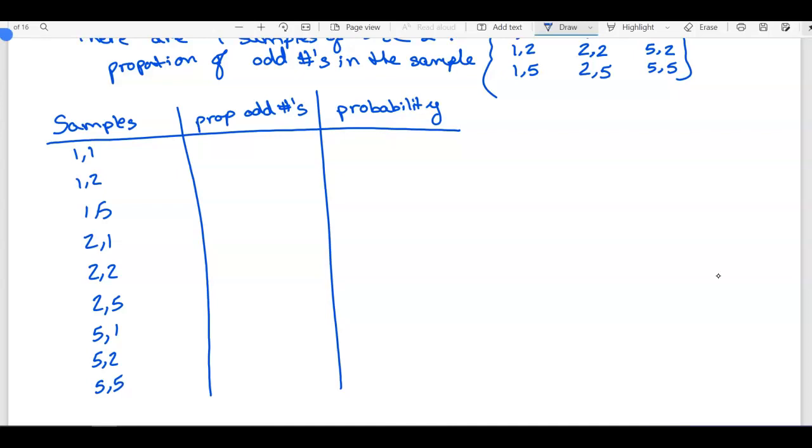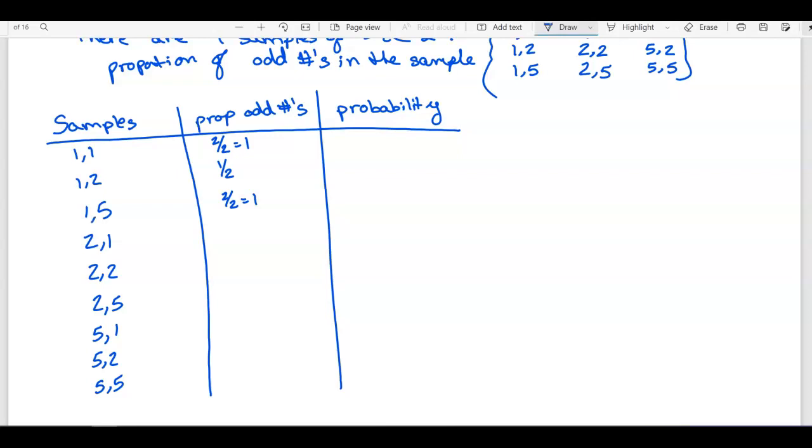Well, if we look at this first sample, both of those numbers are odd, so we have 2 out of the 2 that's odd. If we were to look at this one, we have 1 out of the 2 that's odd, so that's 1/2. If we were to look at the sample of 1 and 5, both of those numbers are odd. Let me correct that. Is that easier to see?